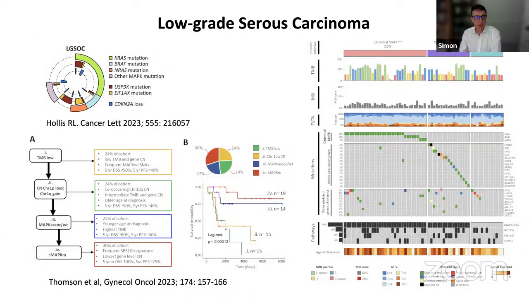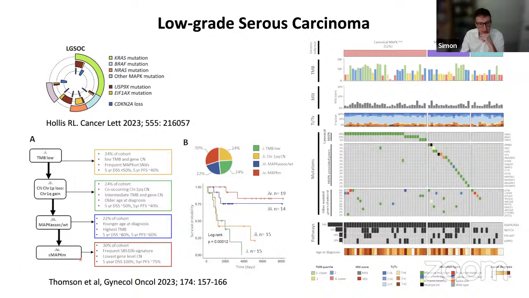And similarly, from a molecular point of view, again, from our data, you can see that KRAS mutation and BRAF mutation account for a proportion, but by no means all. And if you use, in this case, whole exome sequencing to try and split low-grade serous carcinoma into groups, you can see from the Kaplan-Meier survival plots that you can do so on the basis of molecular features, as are listed here on the left.